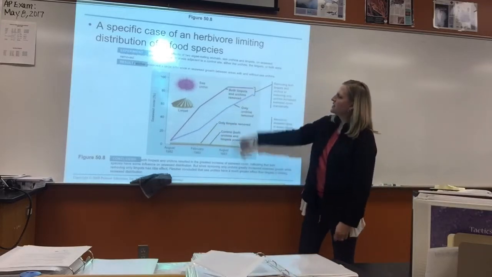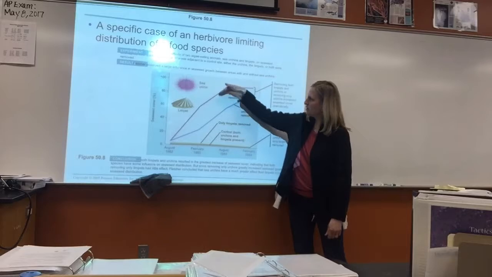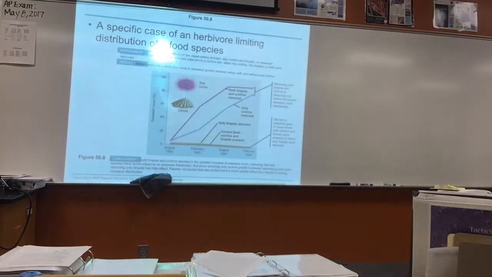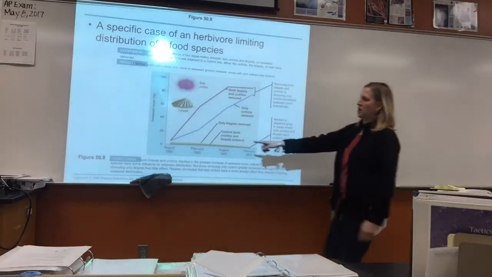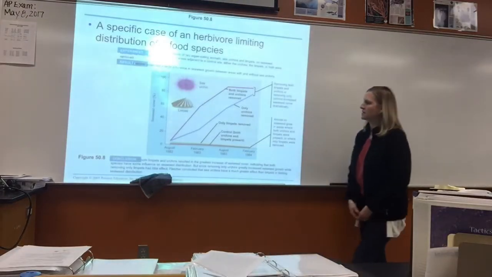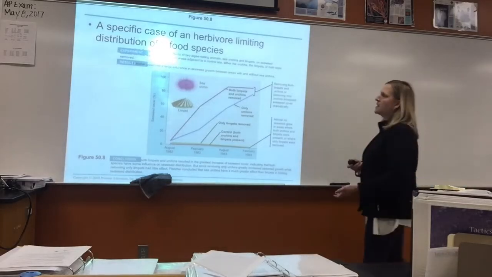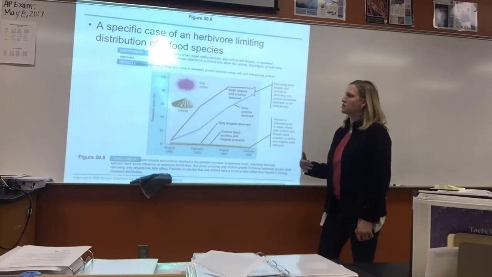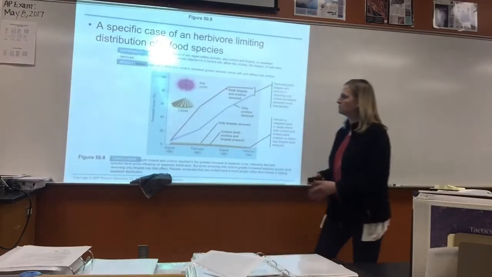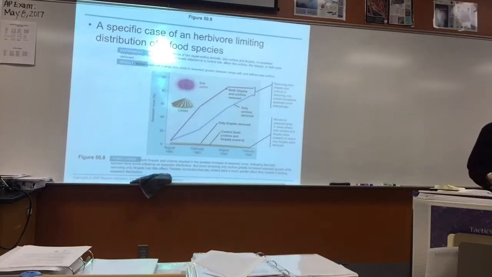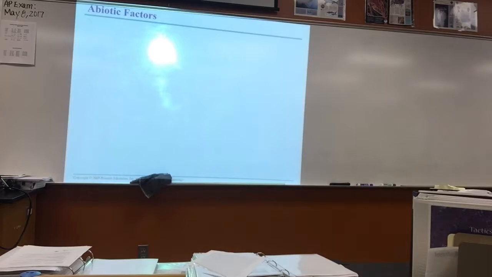So the biggest difference is between both of them removed and the control. The sea urchins seem to have the greatest effect. When the limpets were removed, it didn't really change much. All right, and so that's an example of a biotic factor. An herbivore, something that eats plants, limits, in this case, the distribution of seaweed. And so the seaweed without the sea urchins would cover a larger area of the space.